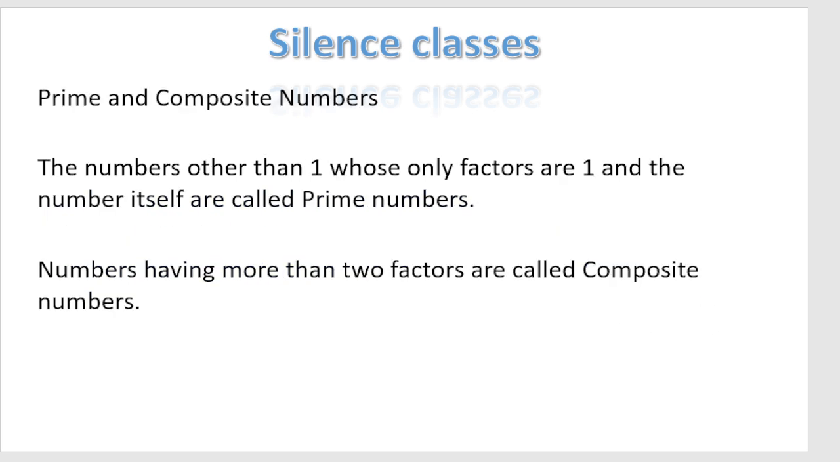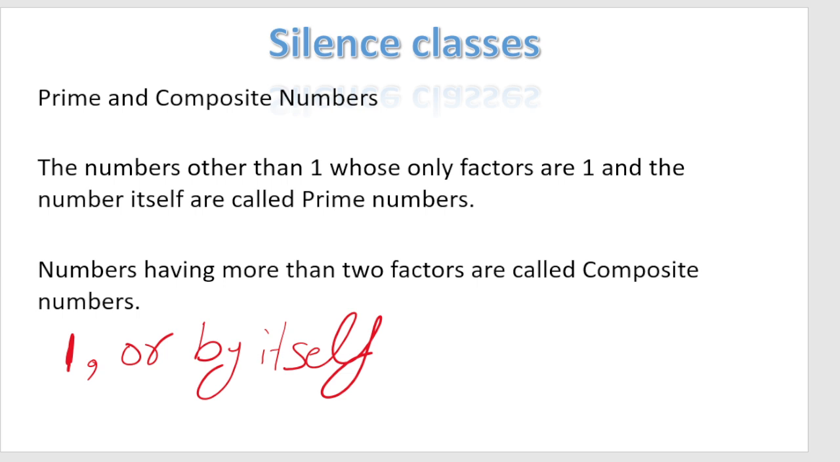Next, prime and composite numbers. What are prime numbers? Prime numbers are the numbers other than 1 whose only factors are 1 and the number itself. Now I'll explain it in a simple manner. Prime numbers are those numbers which can be divided only by 1 or by itself.